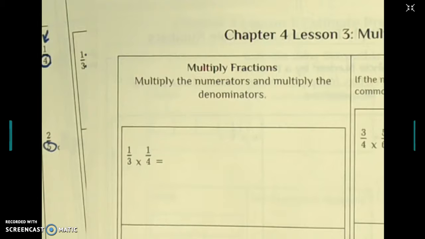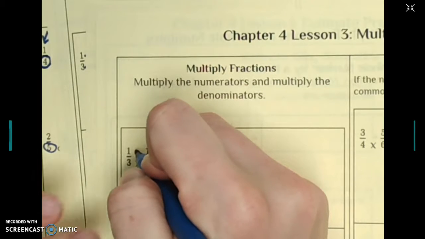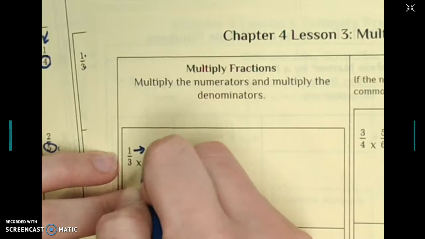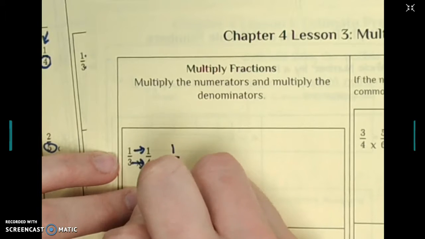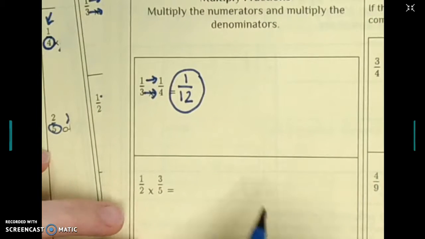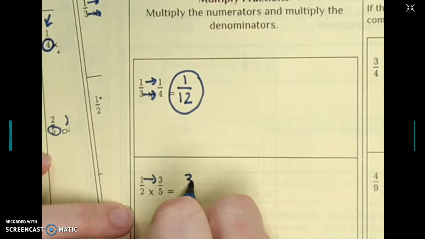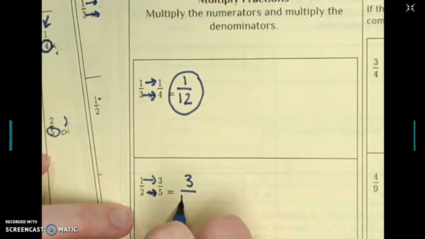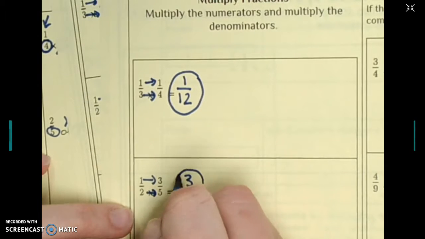On this side, all we're going to do is take the top numbers, which are the numerators, and multiply them together. And then we're going to take the denominators and multiply them together. So 1 times 1 is 1, and 3 times 4 is 12. So your fraction is 1/12. Down here we have 1 times 3 and 2 times 5. So your answer is 3/10.